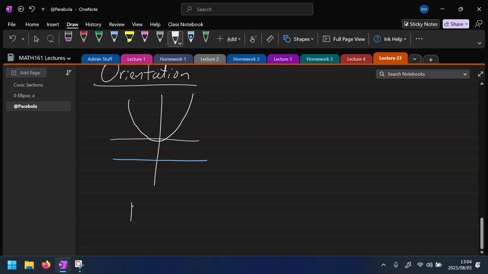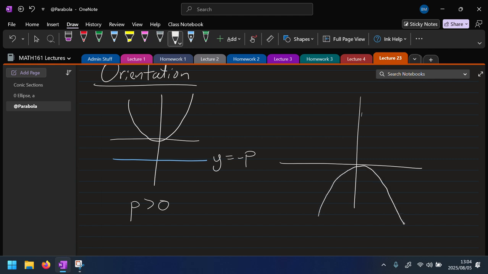This is when p is greater than 0. So if p is greater than 0 and it's vertical, like this, then it will be facing up like that. Then if it is facing down, we're going to have it like that, sad face parabola, and then the directrix will then be at the top. So we'll have something like that. And in that case, p is less than 0.